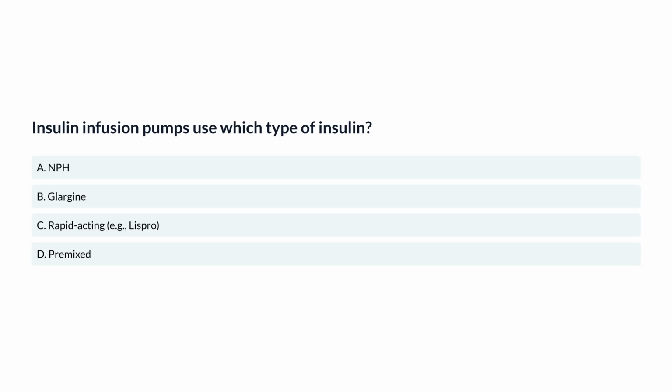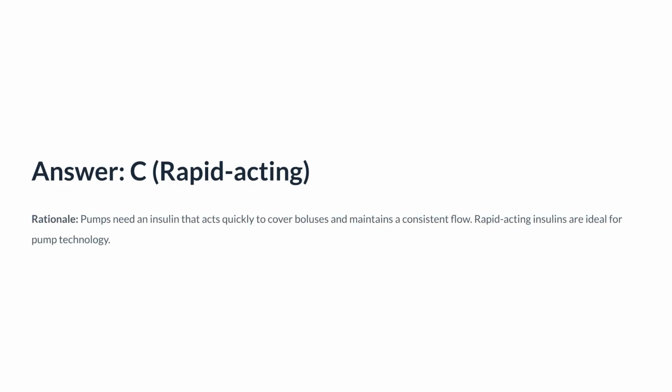Insulin infusion pumps use which type of insulin? The answer is C, rapid acting, such as Lispro. Pumps require a fast-acting insulin to manage both continuous basal rates and rapid boluses, making rapid-acting insulins ideal for this technology.